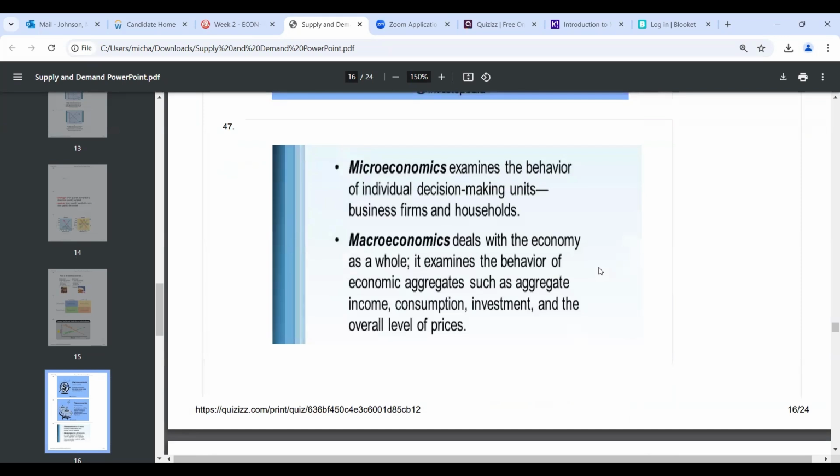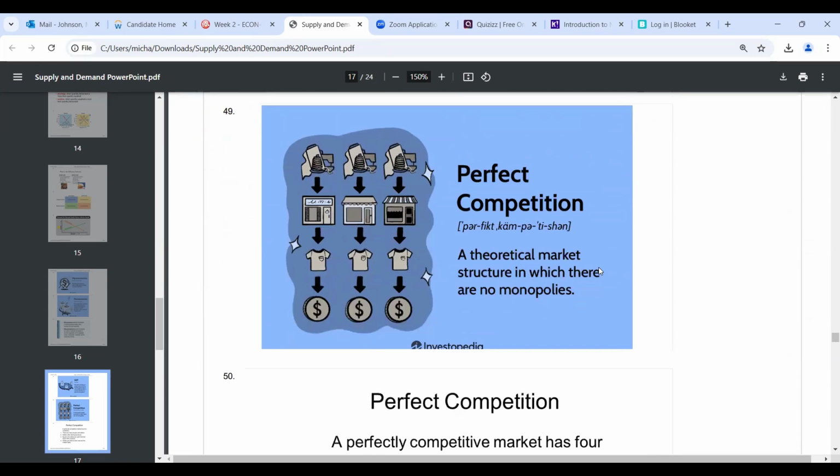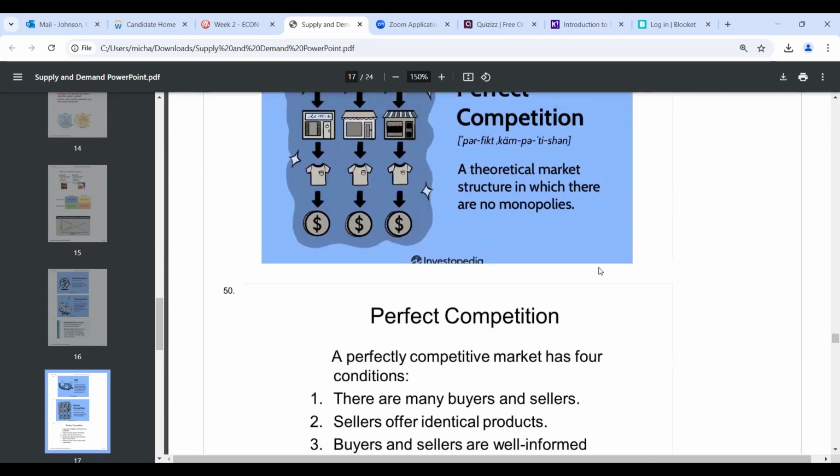So microeconomics examines the behavior of individual decision-making units, business firms, and households. Macroeconomics deals with the economy as a whole. It examines the behavior of economic aggregates such as aggregate income, consumption, investment, and the overall level of prices. GDP is the total monetary market value of all the finished goods and services provided within a country's borders in a specified time period. Perfect competition is a theoretical market structure in which there are no monopolies.